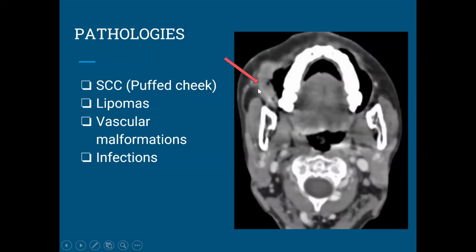Coming to the pathologies in this buccal space, we can just go through the normal contents, and accordingly we can have various pathologies, like from fat we can have a lipoma. Most commonly we encounter SCCs of the buccal mucosa, wherein it is very important to document the puff cheek maneuver, wherein the lesion stands out as compared to a normal scan. We can have vascular malformations, and lastly, we can have infections in this buccal space. So these are the various pathologies in this buccal space.